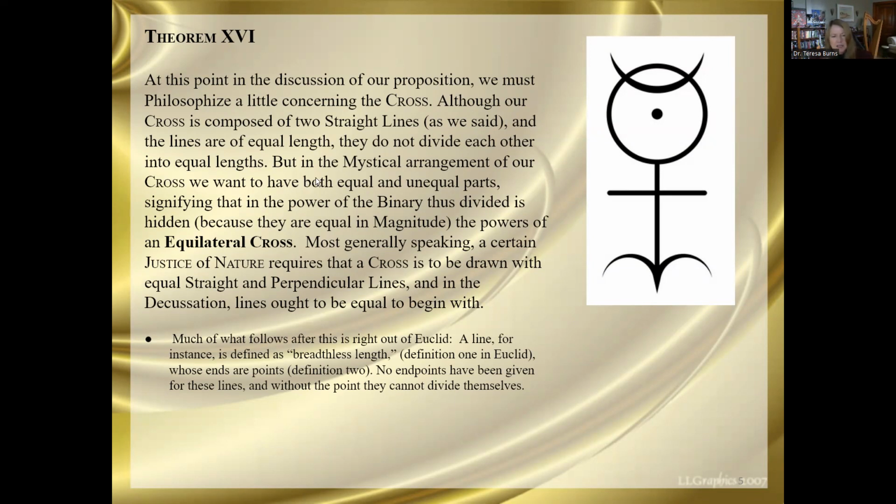He continues and says, but in the mystical arrangement of our cross, we want to have both equal and unequal parts, signifying that the power of the binary thus divided is hidden because they are equal in magnitude. The powers of an equilateral cross. Now, what he's talking about here with binary and why it's mystical deserves a little exploration.